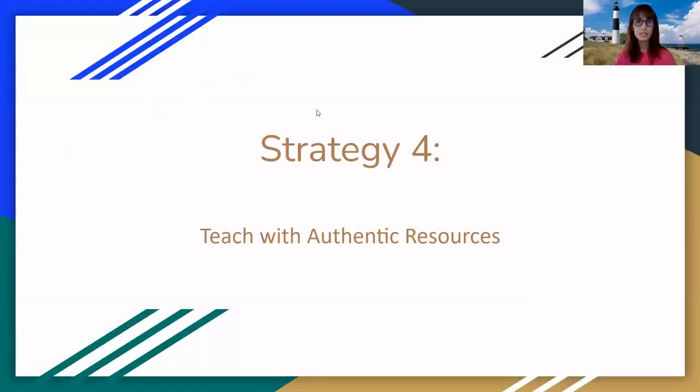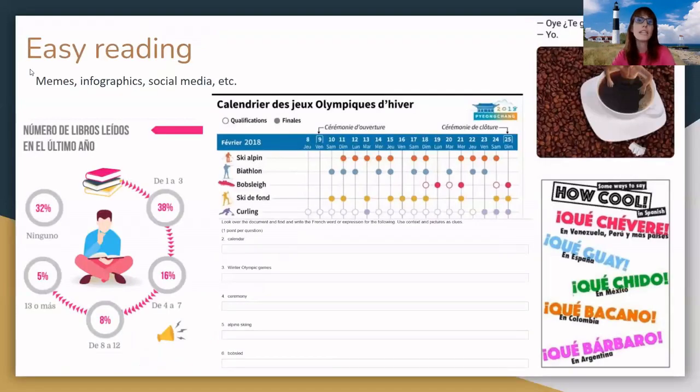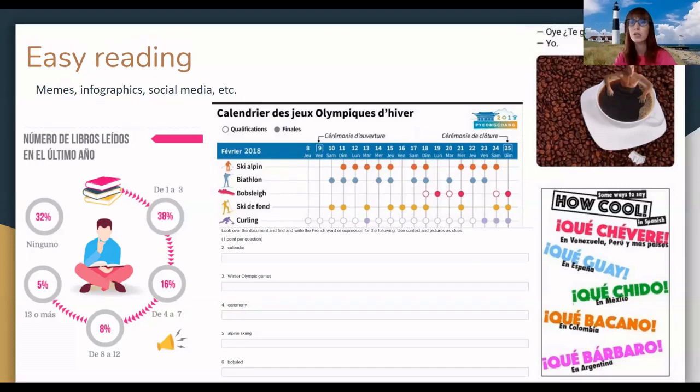Okay, so our next strategy is teaching with authentic resources. And your Voces digital subscription is so rich with authentic resources. So I'll look at a few of those. We have easy reading. These will be things like memes or infographics, things that are taken off of social media. Depending on the level that your students are at, they will vary in their difficulty. Like the coffee one up here, this is super easy. I think it might have been taken from introductory Spanish, if I remember correctly. But that's just so easy. And the picture helps the students to understand it.